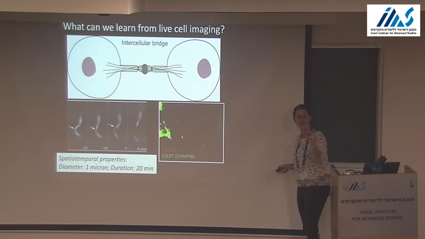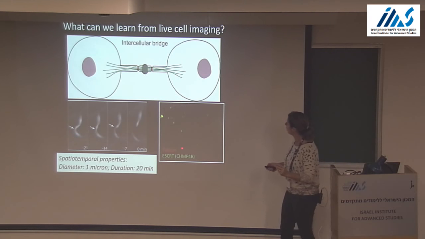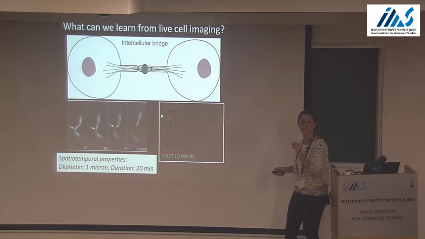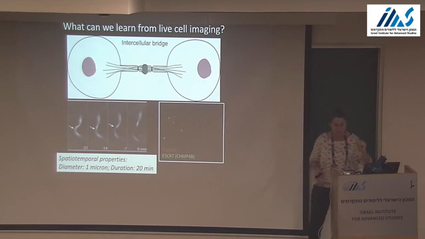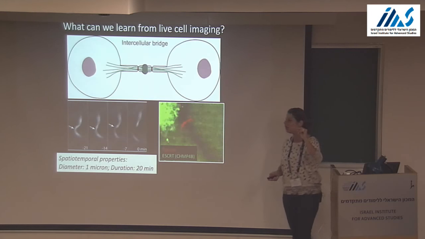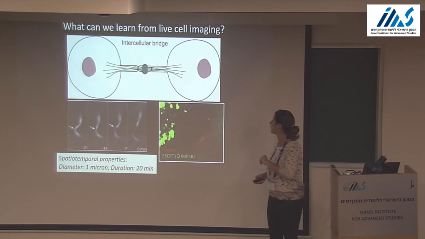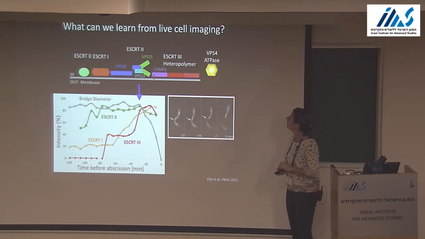If you look at one of the ESCRT components, you can see, the movie will loop in a second, that ESCRTs are not there, and then they jump onto the bridge exactly where you see, at the same time, the constriction and fission. So that was the first indication to us: if they're there in the right place at the right time, they probably are the ones that do the job.